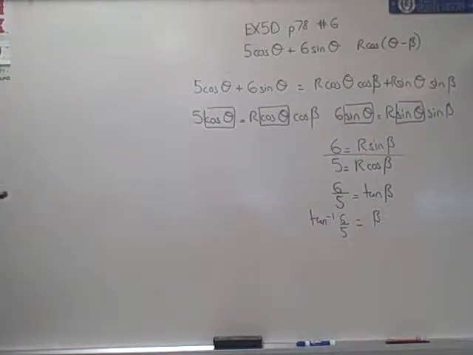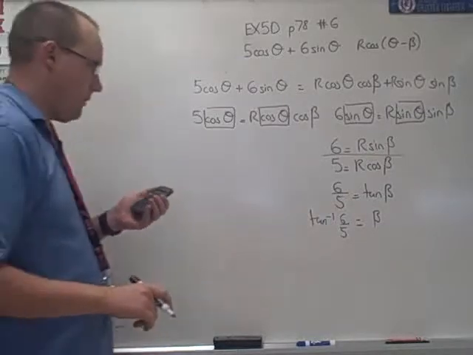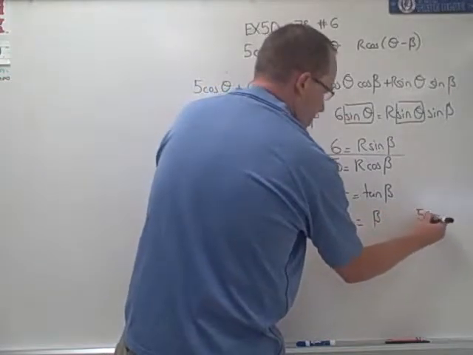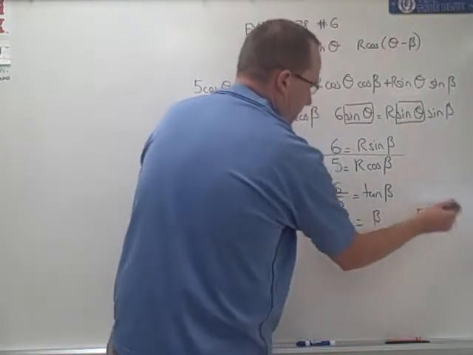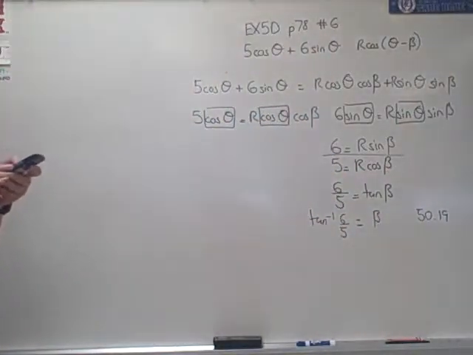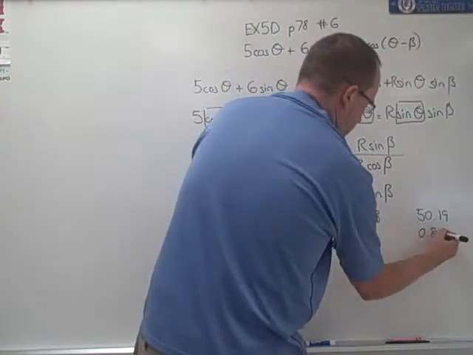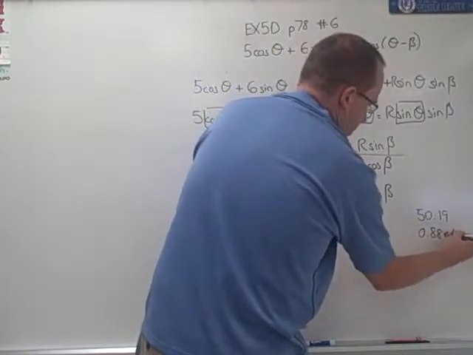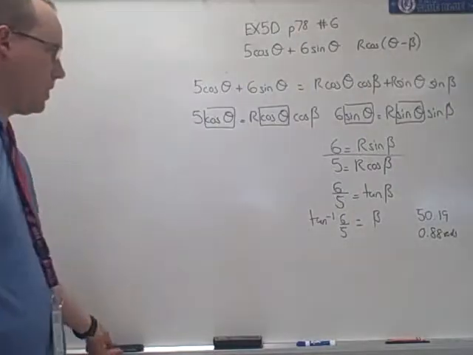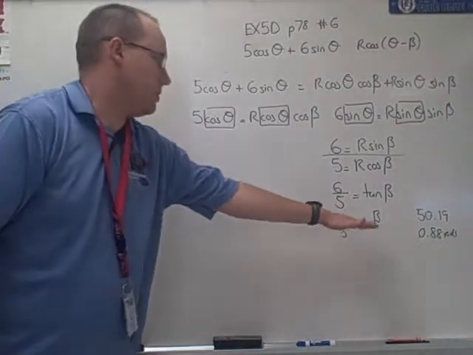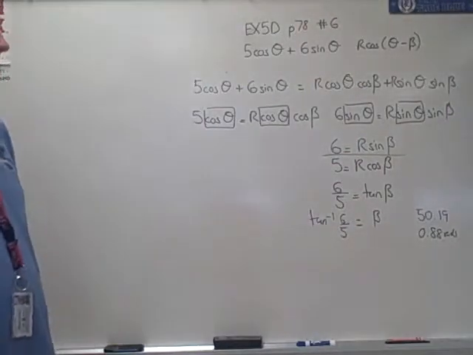Now it actually asks that this be in radians. If we do it in degrees, I get 50.19 degrees. And if I go ahead and change that into radians, then I get approximately 0.88 radians. Now to find r, we can substitute back into one of these formulas to tell us what the value would be.